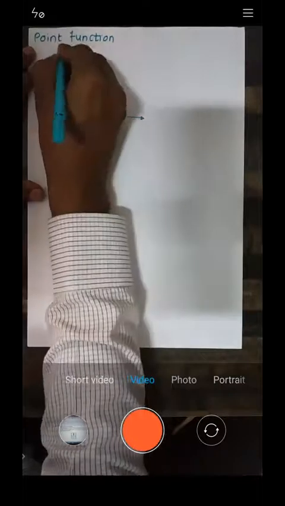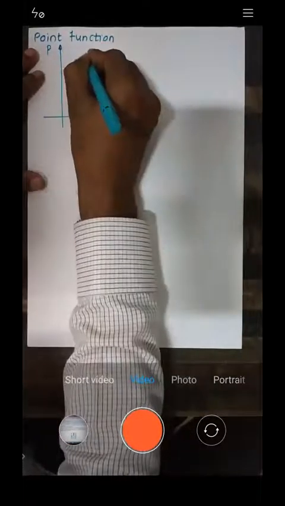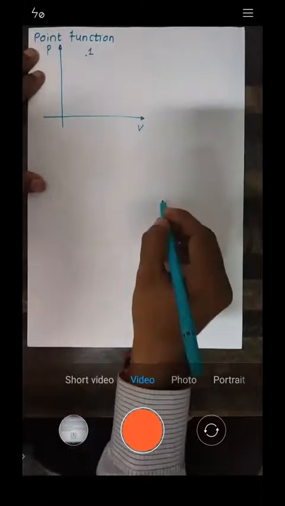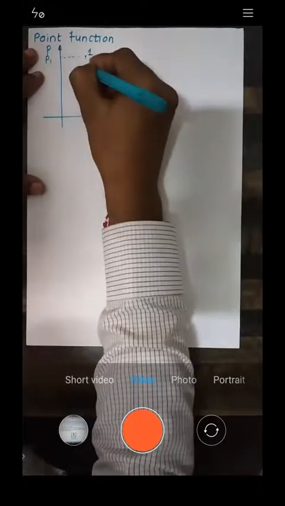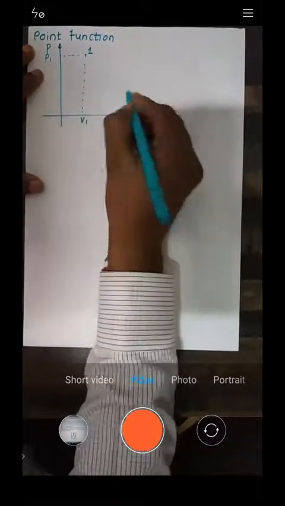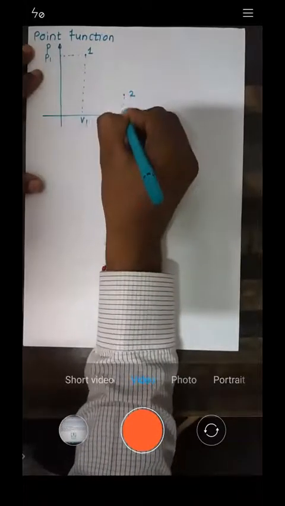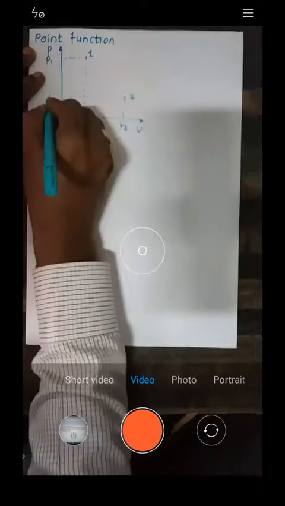Let's consider this the pressure scale and this the volume scale. Let's take this as point number 1, where we have some value of pressure, let that be P1, and a certain value of volume, let that be V1. Let's consider another point, point number 2, where we have volume V2 and pressure P2. Is that okay? Yes, sir.